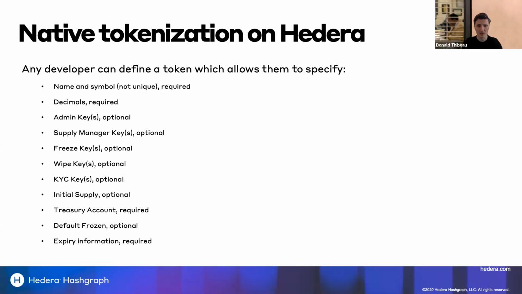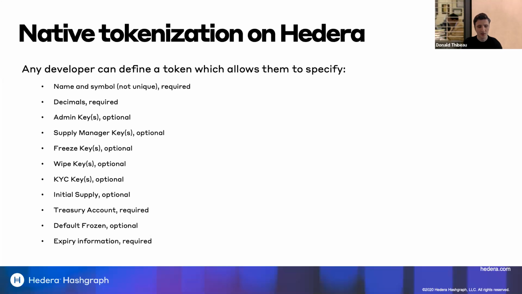So the journey starts in that definition transaction. You'll see Greg walk you through this shortly, but it allows the developer to specify a name and symbol, which can either be used to name the token or to reference some additional data, as you'll see shortly. It allows you to specify the decimals by which it's divisible, the admin keys, the supply manager keys, the freeze keys, the wipe keys, the KYC keys, and also the initial supply of the token that's created.